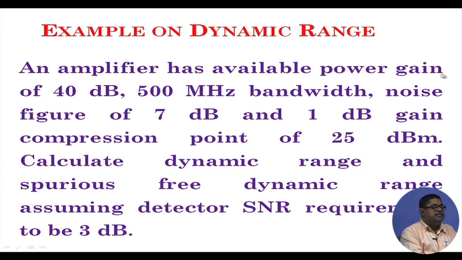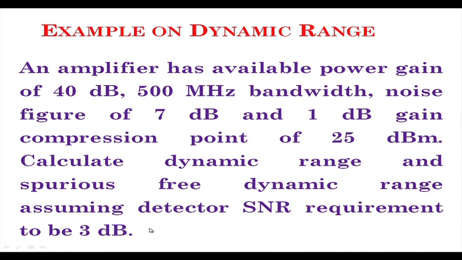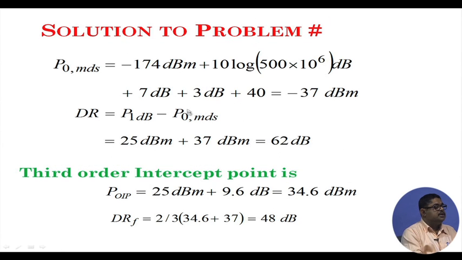An amplifier has available power gain of 40 dB, 500 megahertz bandwidth, noise figure of 7 dB and 1 dB gain compression point is given at 25 dBm. Calculate dynamic range and spurious free dynamic range assuming detector SNR requirement to be 3 dB. That means, what I said, that above the noise level, if it is 3 dB more, I say okay, there is a signal. So, the solution is given here.